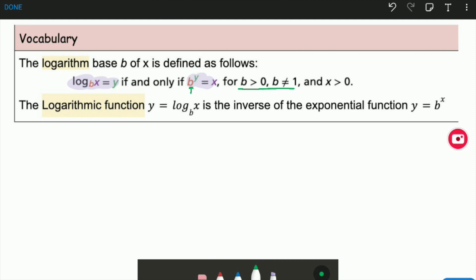More so, it would not be continuous, and you would get some crazy behavior if b was less than 0. So that's why we exclude that. And b equal to 1 would be very boring, because that would just be a horizontal line. So those are excluded as far as exponential functions go.